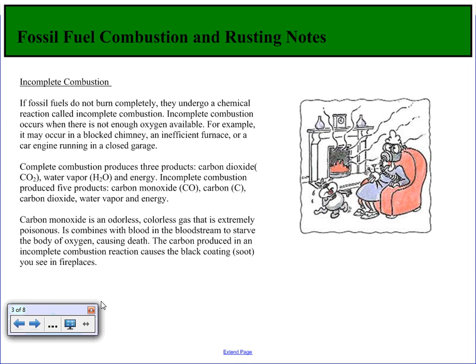So, incomplete combustion. If a fossil fuel does not burn completely, then it undergoes a chemical reaction called incomplete combustion. Incomplete combustion occurs if there is not enough oxygen available. For example, it may occur in a blocked chimney, an inefficient furnace, or a car engine running in a closed garage. Combustion produces three products: carbon dioxide, water vapor, and energy, whereas incomplete combustion produces four products: carbon monoxide, carbon dioxide, water vapor, and energy.